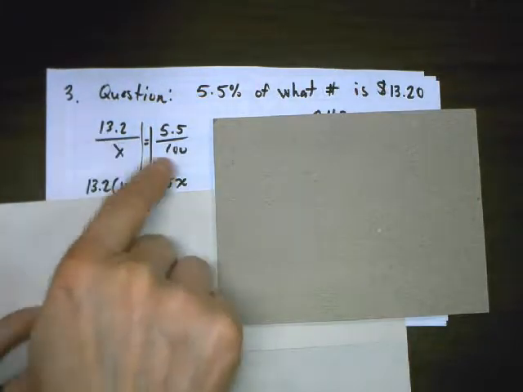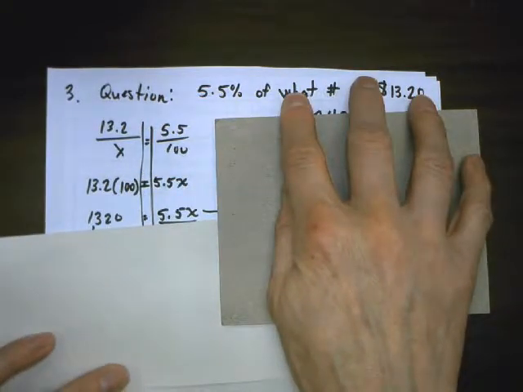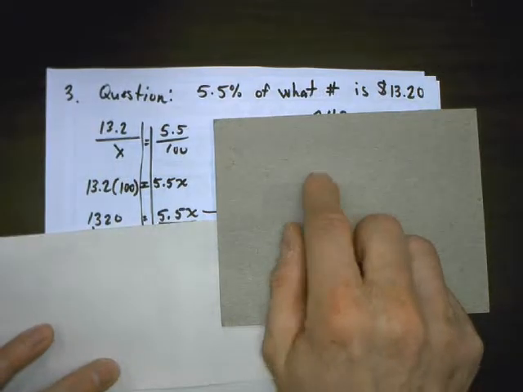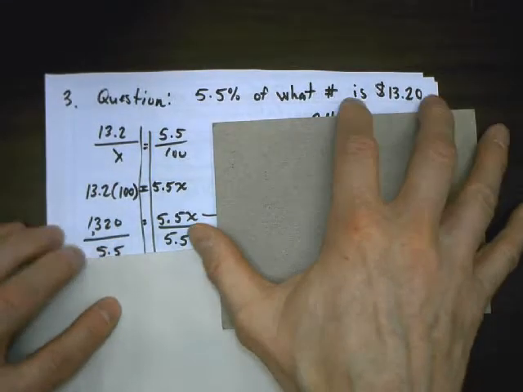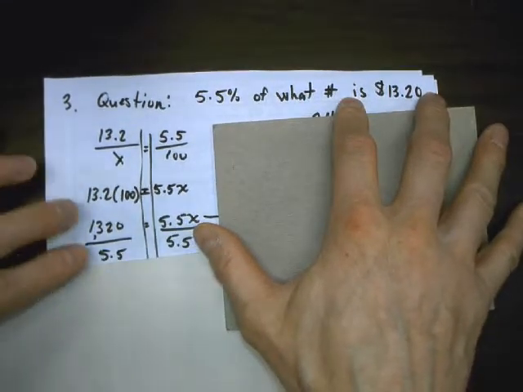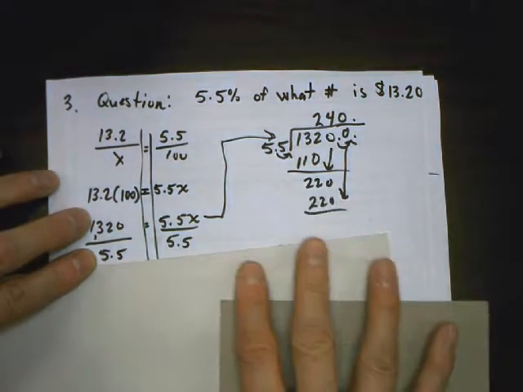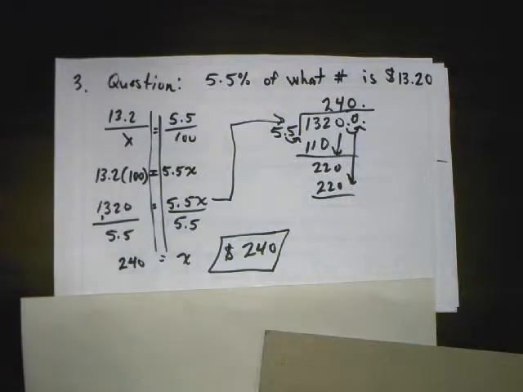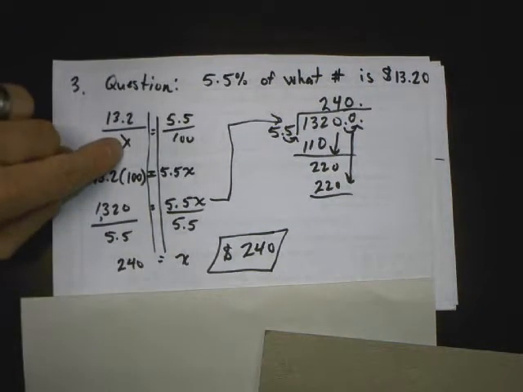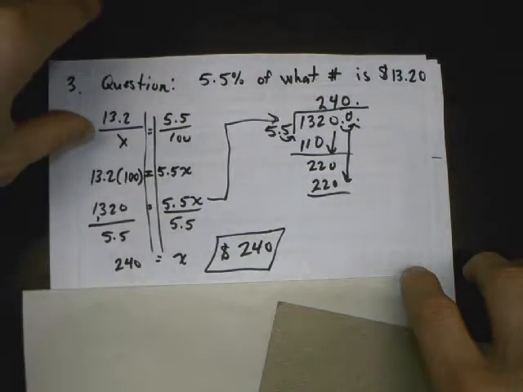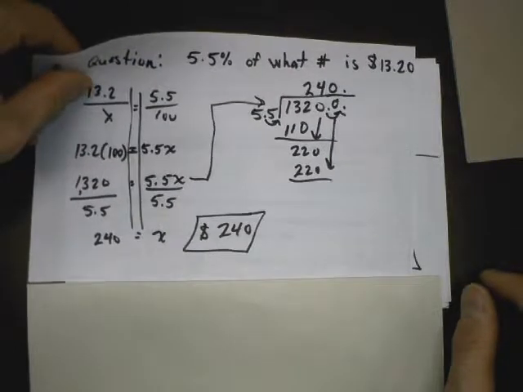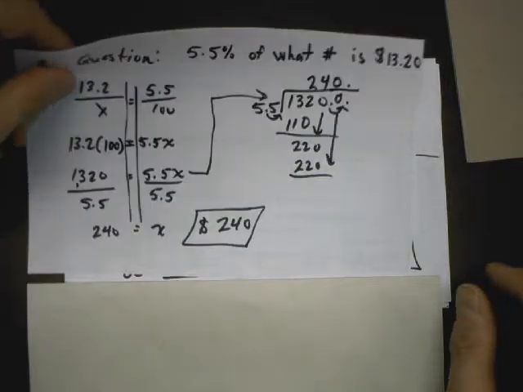Cross multiply. 13.2 times 100 is just 1,320. Move the decimal 2 times, right? That's the shortcut. Divide both sides by 5.5. Remember, when you divide this over here, we've got to go in and out. There's a division. Pause the video, go out to the side, and make sure you get 240. And x is 240, and what was missing is the money, so it's $240. $13.20 is 5.5% of $240.